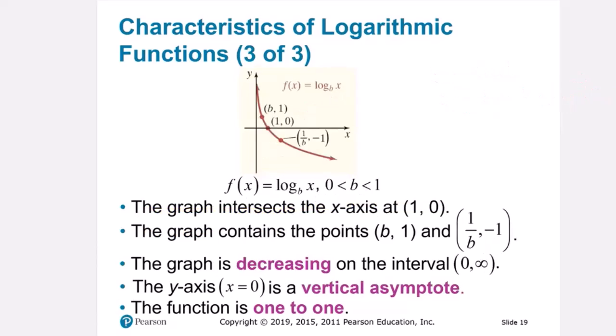When b is between 0 and 1, it flips over the x-axis. And it still goes through the point 1, 0, but it's decreasing. This being the log base b of x, when b is between 0 and 1, it flips over the x-axis. And the graph is decreasing on that interval. It still has the same vertical asymptote, and it's still a 1-to-1 function. But now, instead of increasing, it's decreasing if the base is between 0 and 1.